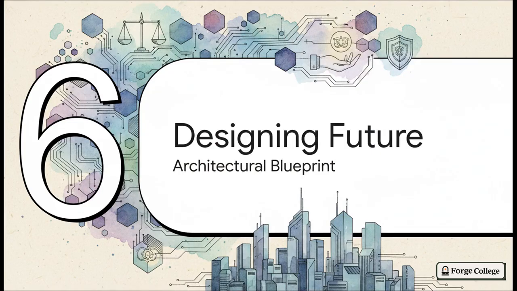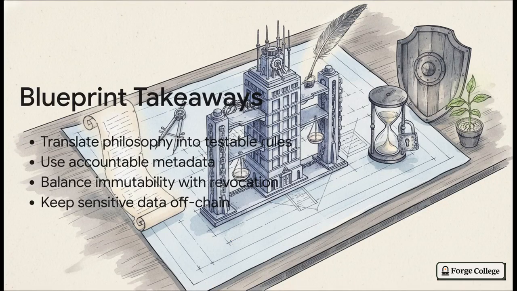And finally, section 6, designing for the future. So it's time to wrap up this explainer and synthesize all of this. The absolute most crucial point to take away today is this. Ethics in Web3 aren't just feel-good mission statements, they are mechanical artifacts built directly into the smart contract. You have to translate your philosophy into bounded, testable rules.